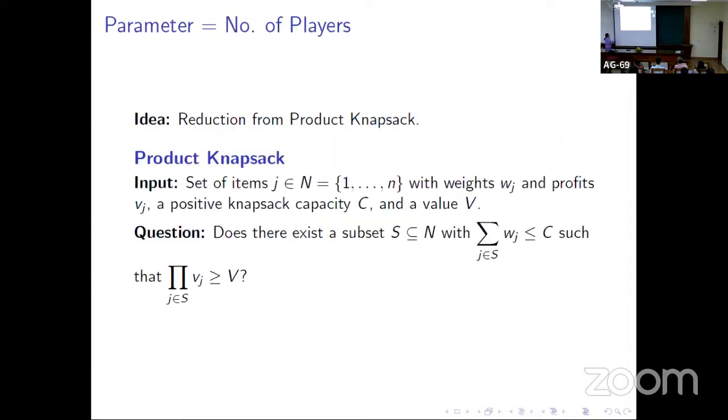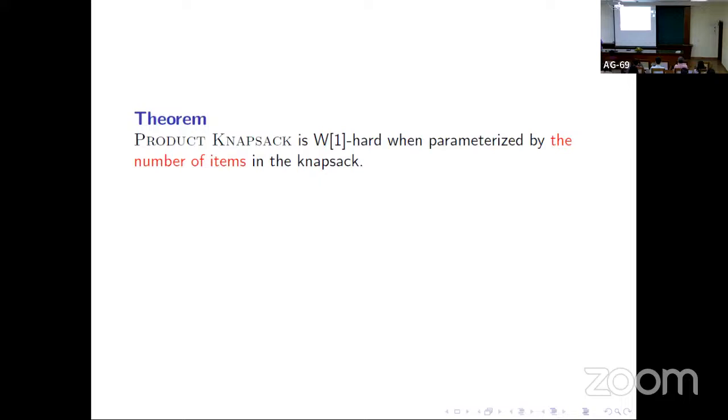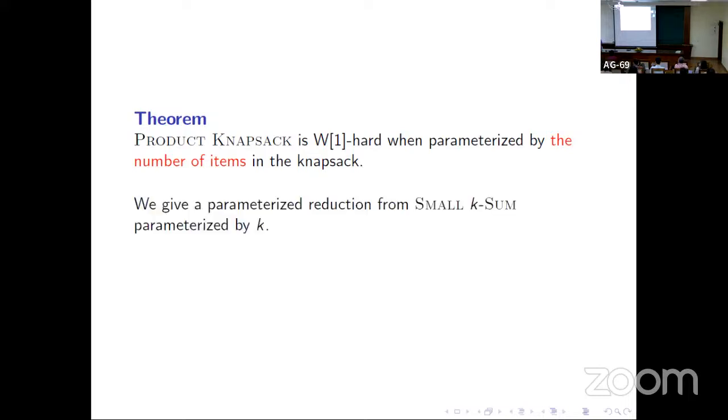So the reduction that we had in mind only proves the weakly NP-hardness. But we wanted to prove W1 hardness. So for that, we prove this theorem that says that product knapsack is W1 hard when parameterized by the number of items in the knapsack. And to prove this theorem, we give a reduction from the small k-sum problem parameterized by k. And it can be noted that this result may be of independent interest. So this is a theorem.